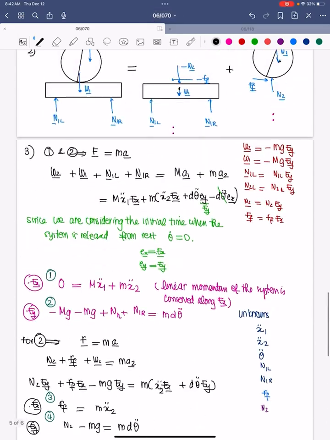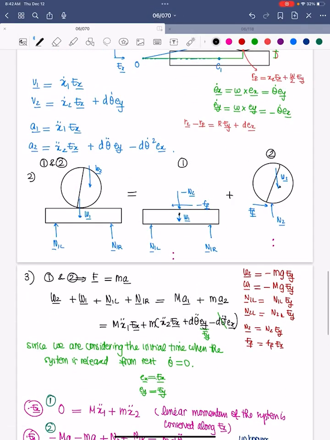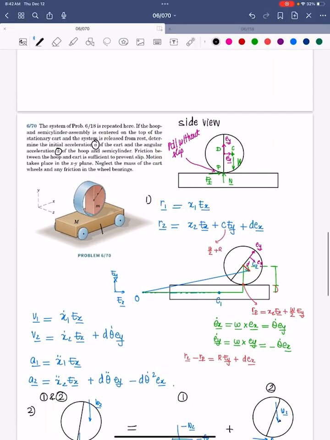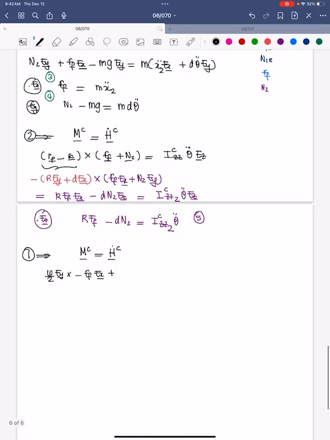Plus the moments of these two. But these distances are not given, so maybe we don't end up using them. I will say that's length over 2, length over 2, minus L over 2 EY.